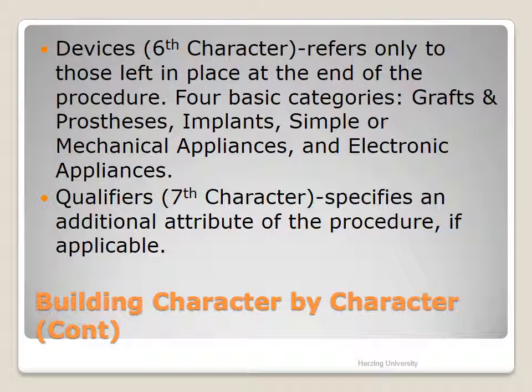The sixth character is device, and this refers only to those left in place at the end of a procedure. For example, there are 4 basic categories: grafts and prostheses, implants, simple or mechanical appliances, and electronic appliances. And the 7th character is the qualifier, and this specifies an additional attribute of the procedure if applicable.